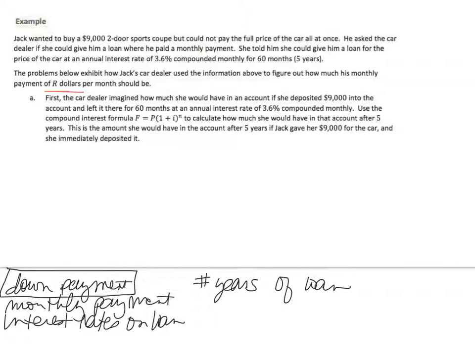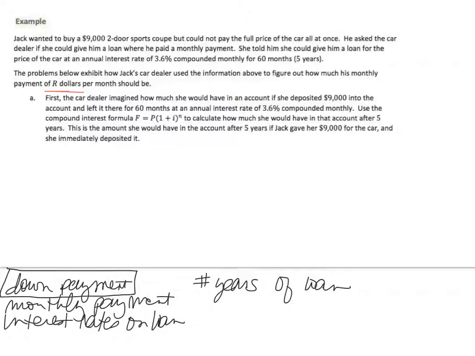Interest rates on the loan, so the bank charges you an interest rate to take money out of the bank to pay for a car. That means that you're paying the bank more than the amount of money that you took out. Say if you took out $5,000 to pay for a car, they're going to charge you interest for giving you that money. So you're going to pay them more than $5,000 back. And then the number of years on the loan. How much time do you have to pay that loan back? Cool? All right, let's get back to the problem.